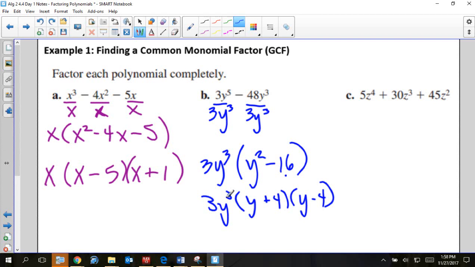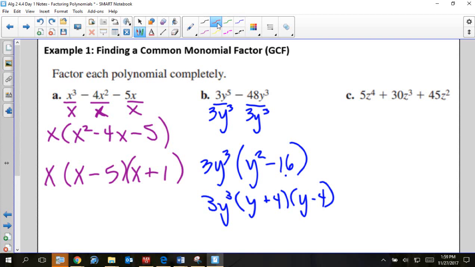Then I need to look at y plus 4 and see if that can go further. If y is to the first power, it won't be able to go further. So I know I'm done with that one. How about y minus 4? That one won't go further because y is to the first power. Well, that's factored.